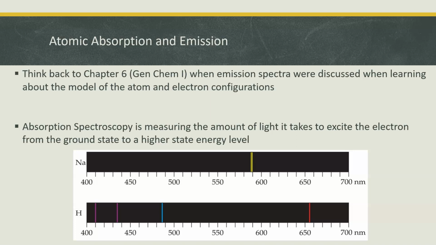So hydrogen, we see 4 lines, a purple, another purple, a blue, and a red. And the numbers along the bottom are the wavelengths that those lights would come out. So we see sodium has a very different emission spectra. It's got 2 yellow lines there really close together. Every element has a unique emission spectra.